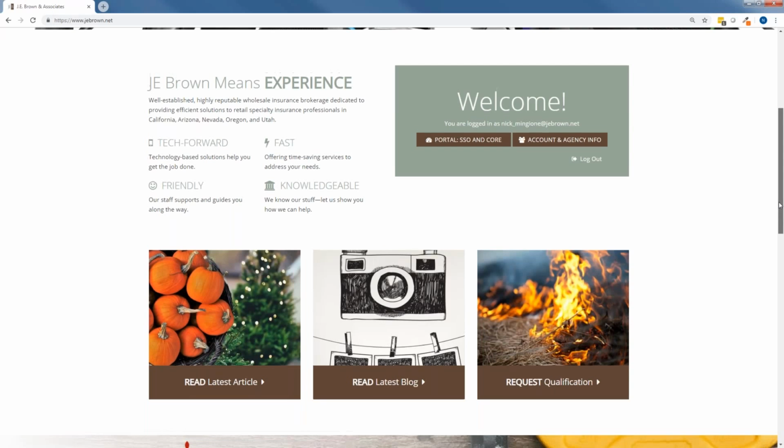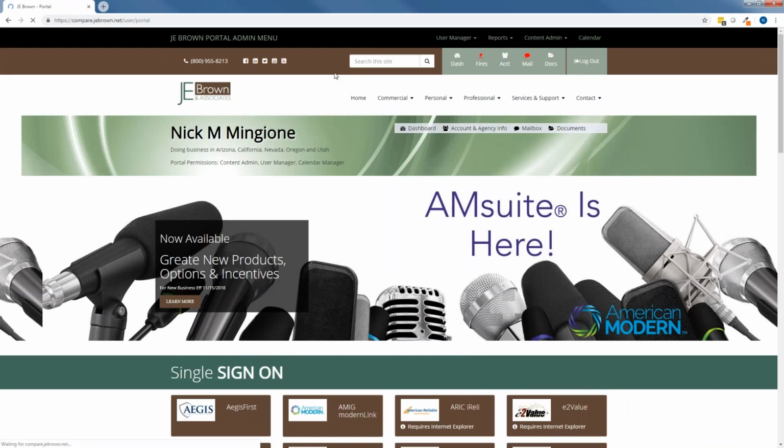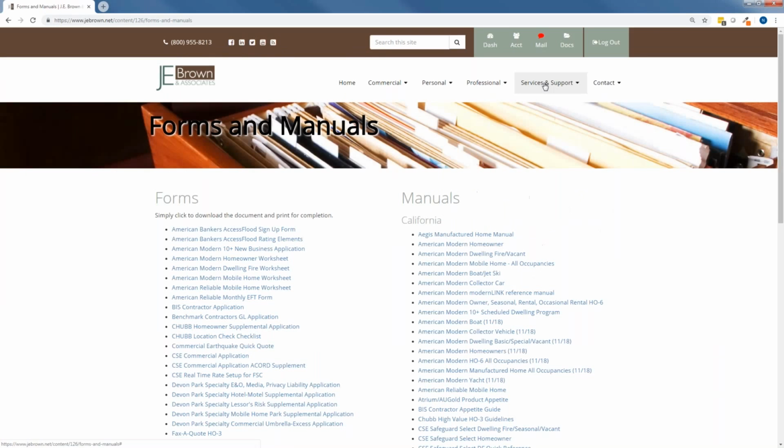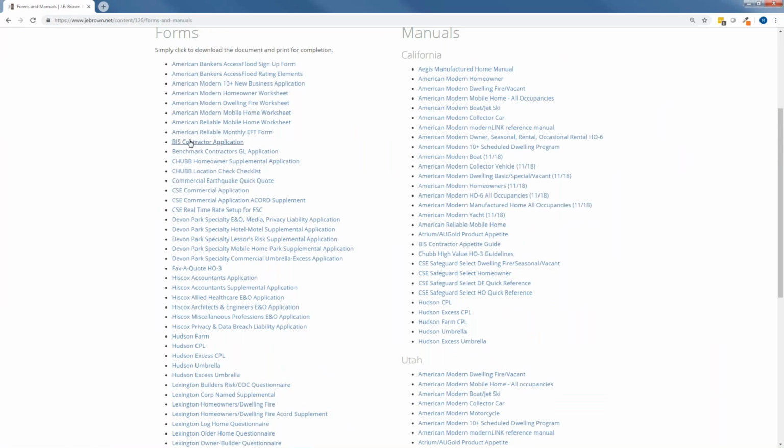So again, back on the site, if you scroll up to the top, obviously you can log into your dashboard here, but you really don't even need to do that to get access. If you go to Forms and Manuals under the Services and Support tab, you're just going to scroll down here and you're going to see Forms and the BIS Contractor application.